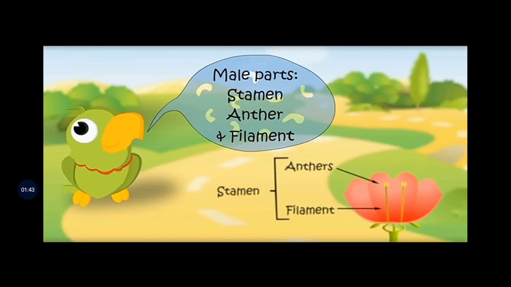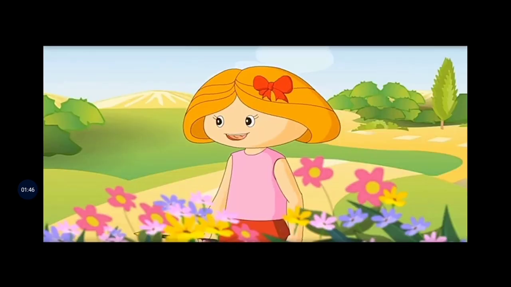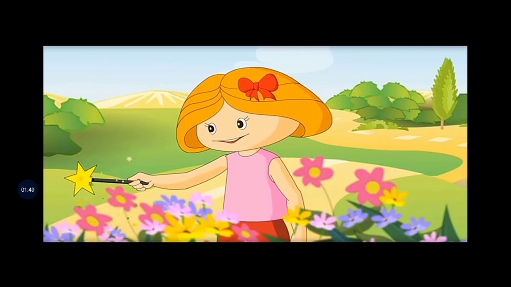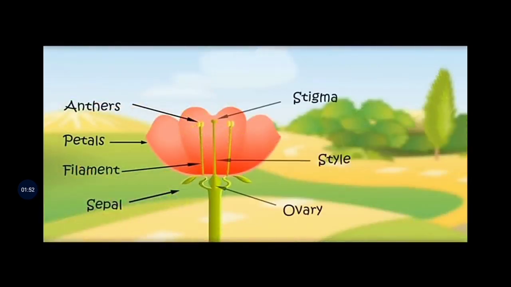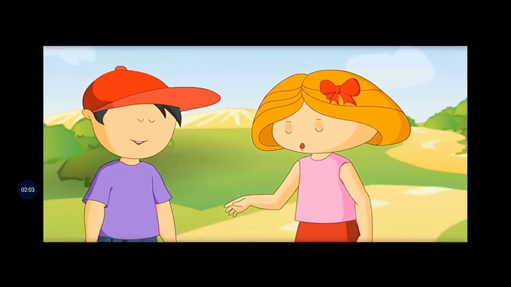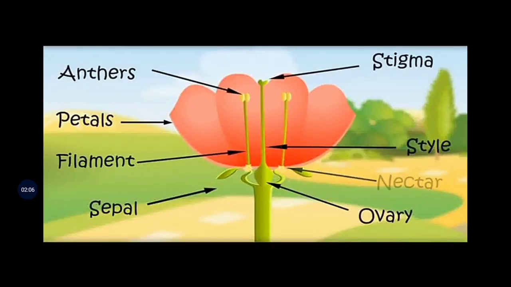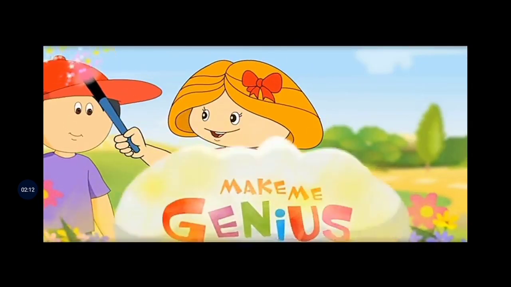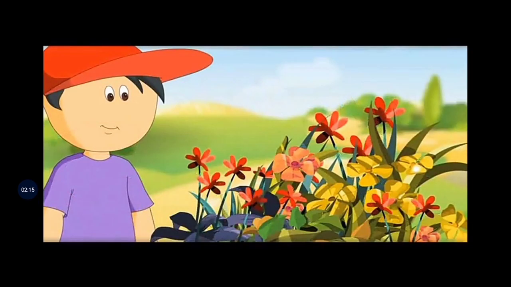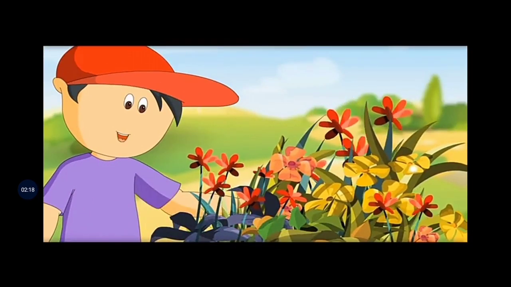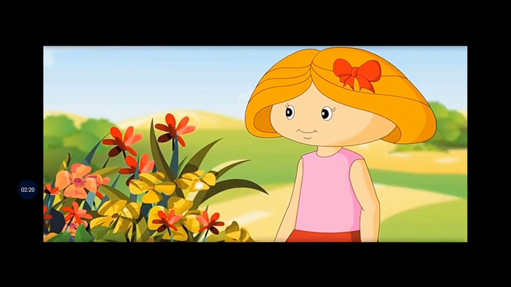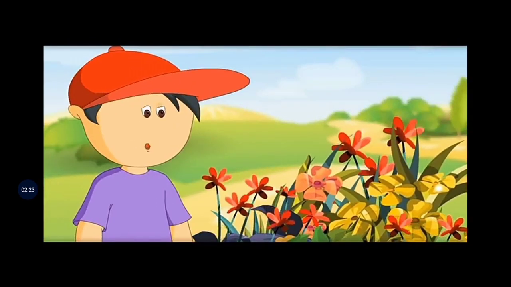anther and filaments. Now comes the female parts. Female parts are stigma, style and ovary. Oh, I know. All these female parts are called carpel. You're right. Also put nectar here. Oh, I forgot. Here it comes. Let me show you something. Wow, these are so bright. You know why flowers are so bright? So that garden looks beautiful.